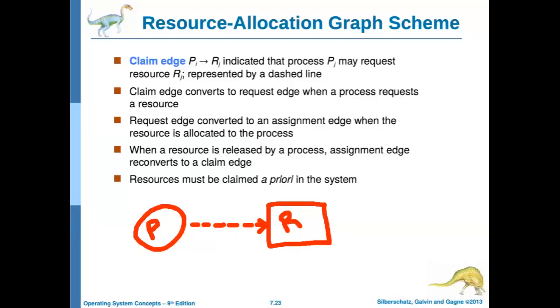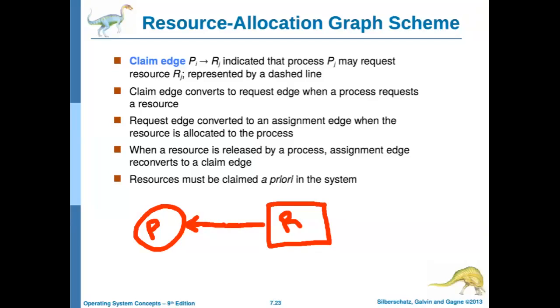Next, if this dash is converted to a solid line, then think of this as the request edge. And whenever this request is granted, then this will be converted to something like this. This is also solid. Now kindly note the direction of the arrow.